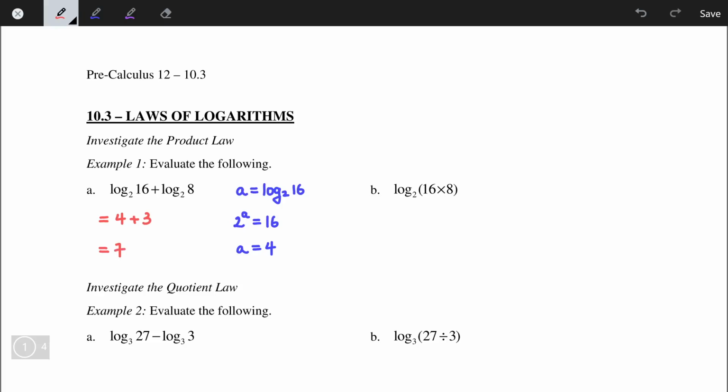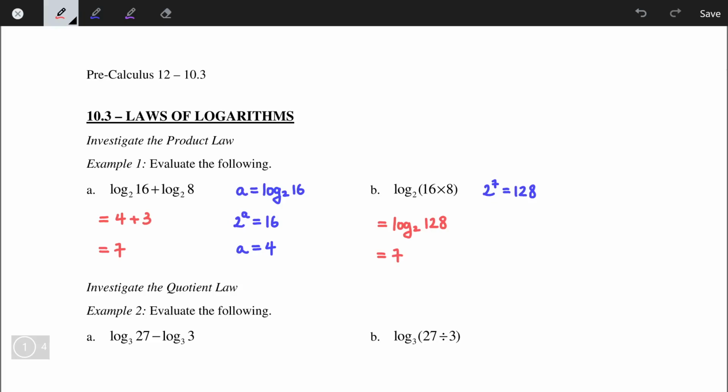On the second example, we have log base 2 of 16 times 8. So here we can multiply the two numbers together. So this would be log base 2 of 128. Now, 2 to the 7th power is equal to 128. So therefore, log base 2 of 128 is also 7.